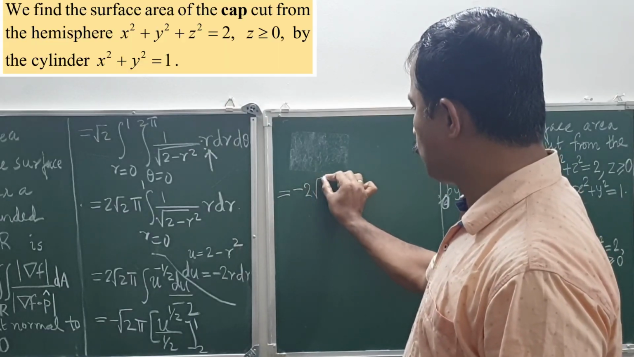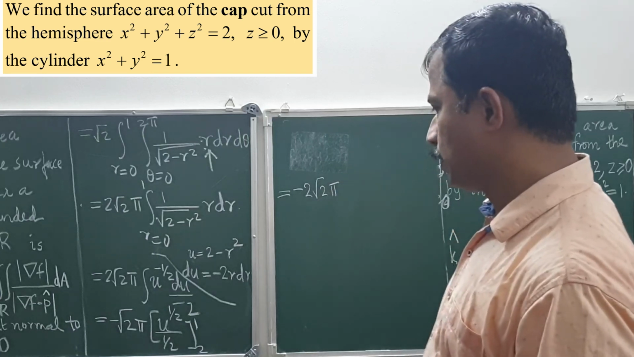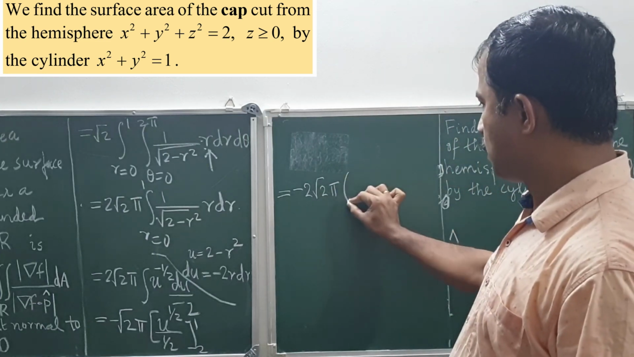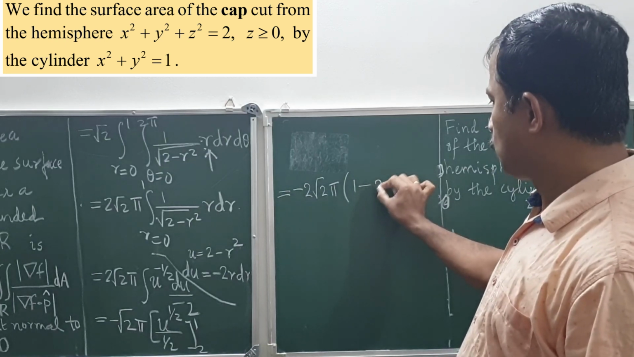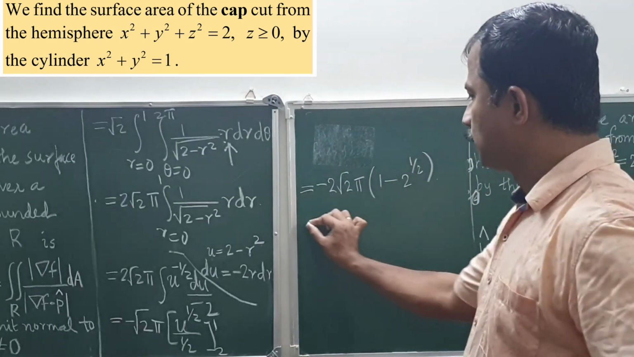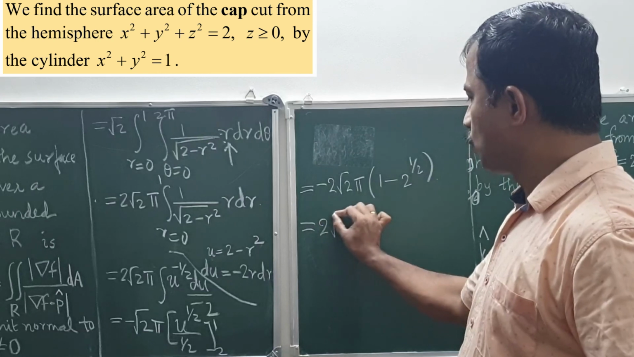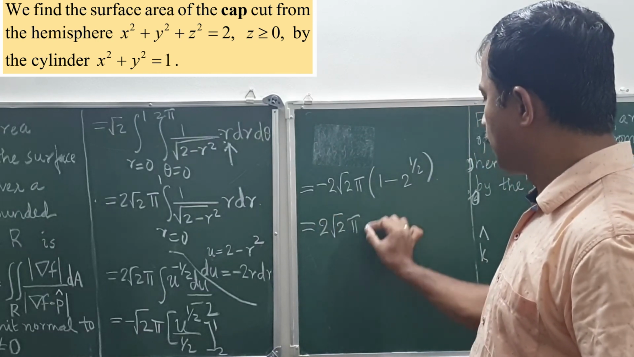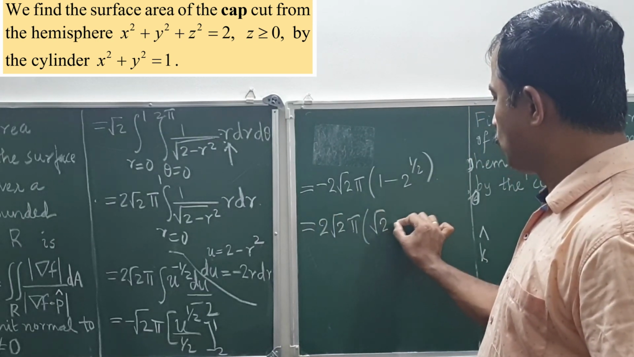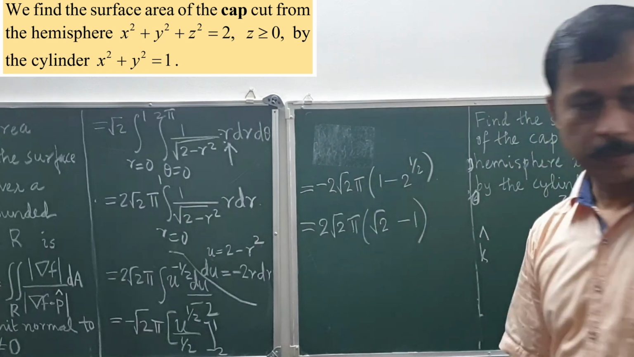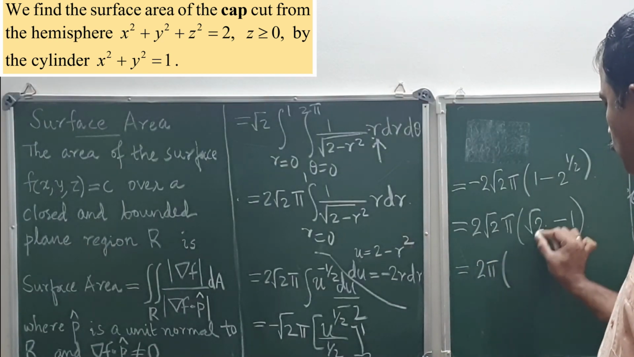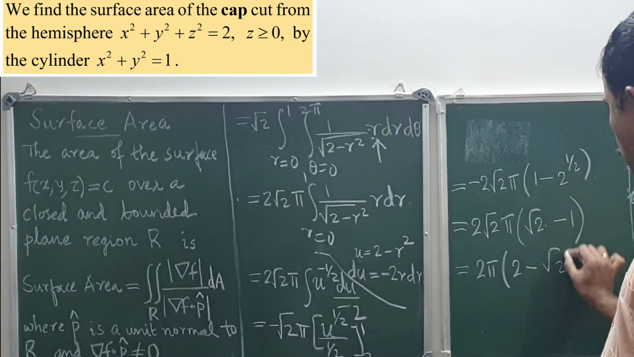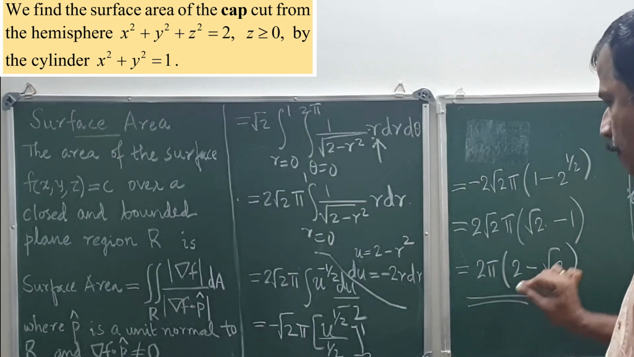Negative 2 root 2 pi, 1 minus 2 raised to half, isn't it? This is equal to 2 root 2 pi times (root 2 minus 1). Okay, this can also be written like this: 2 pi times (2 minus root 4). This is the answer.